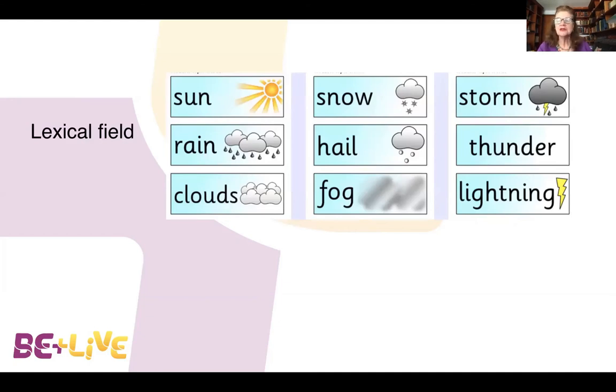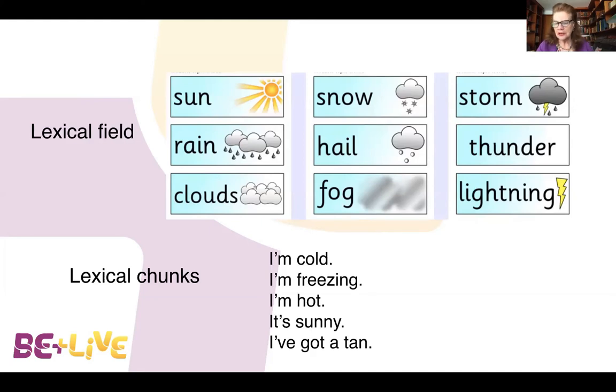Here is a lexical field related to weather, and here are lexical chunks referring to weather. Now, I don't need to explain the grammar. It's basically the use of the language. I'm cold, I'm freezing, I'm hot. I don't have to explain it. Also, it's sunny, or it's got to be sunny, or I've got a tan. So it's basically formulas that children learn without really learning the grammar the old-fashioned way.